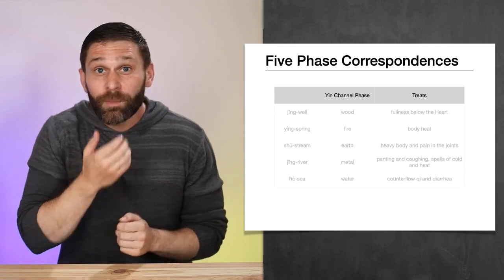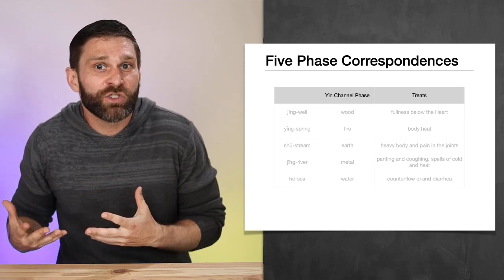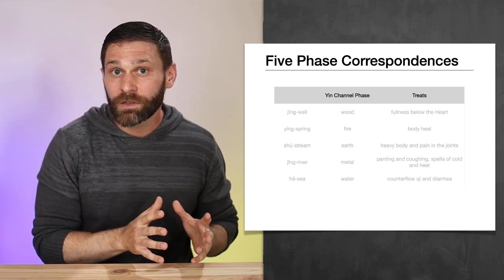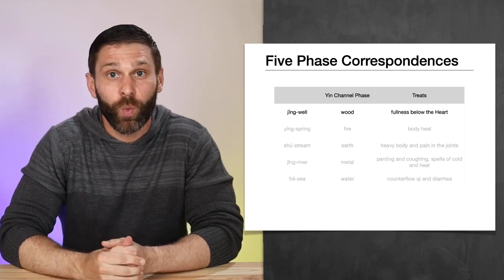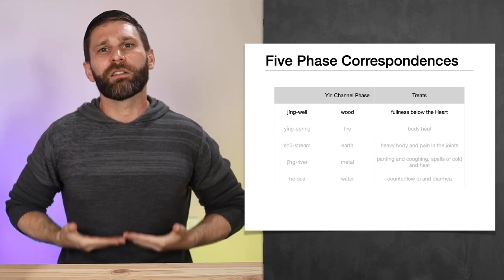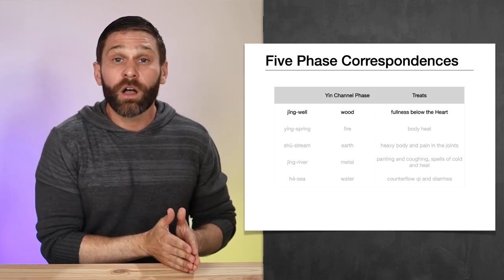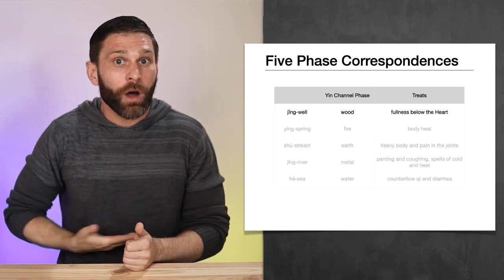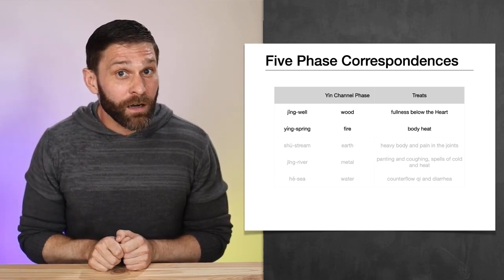And to me, this actually makes more sense because if we look at the 5 phase correspondences, at least on the yin channels, we can begin to make some connection between the element and the disease it treats. So if the Jing wells are associated with wood, and we say it treats fullness below the heart. When we say fullness below the heart, what's below the heart? The liver. So when we say fullness below the heart, we're kind of talking about liver qi stagnation. So the Jing wells are associated with wood. Wood is the phase of the liver, and so we're treating fullness below the heart because the liver is below the heart.